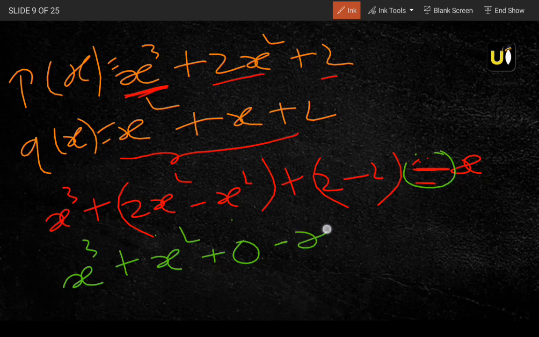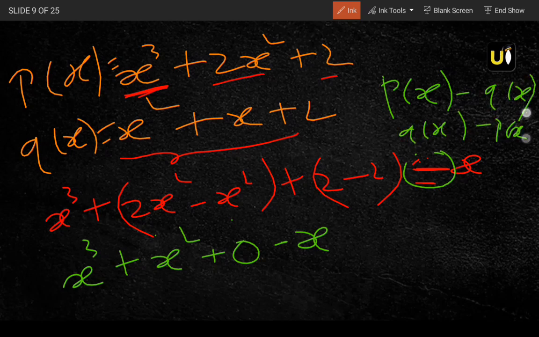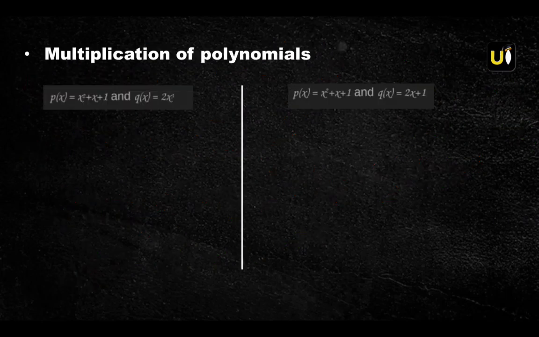Be careful here whether it is asked p of x minus q of x or q of x minus p of x. Okay, so the signs will be changed accordingly. Be careful which is given first and which is given next. Okay, next, multiplication of polynomials.